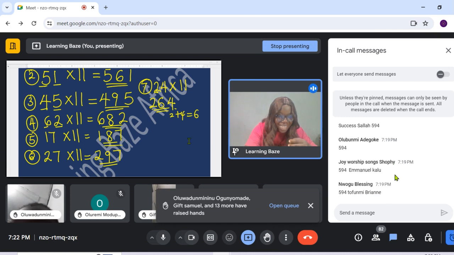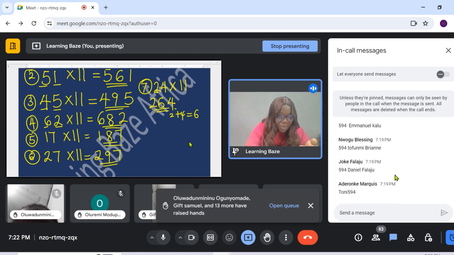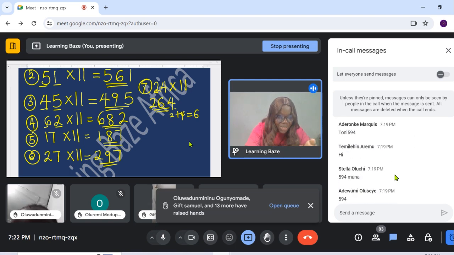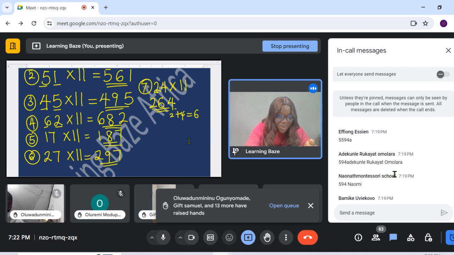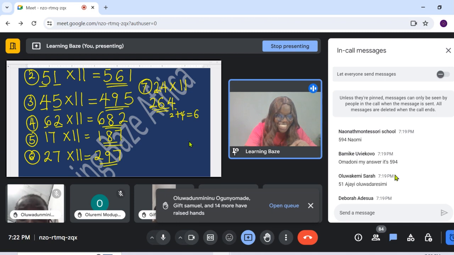Success Salah, correct. Olubunmi Adegoke, correct. Emmanuel Kalu, correct. Tofunmi, correct. Daniel Falaju, correct. Tony, correct. Muna, correct. Adewumi Olusheye, correct. Jenna is Peter, correct. Effion Gerson, what happened? You wrote 5 twice. Adekunle Rukayat Omolara, correct. Okay, now you're joining the second class.